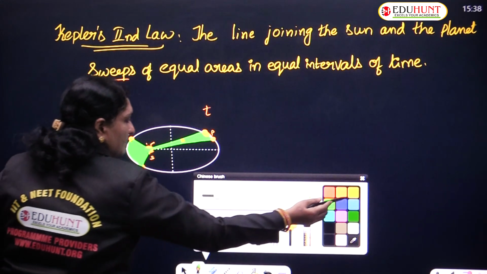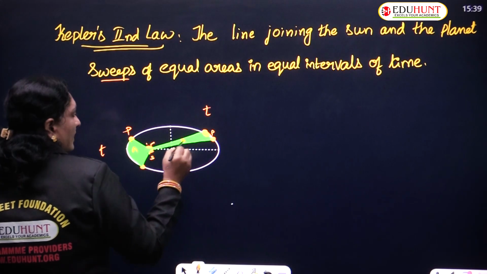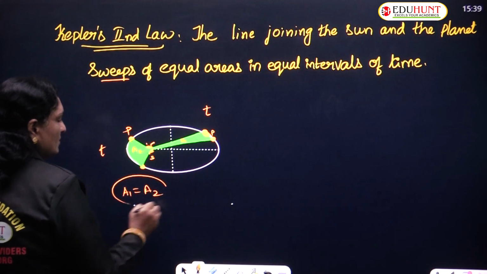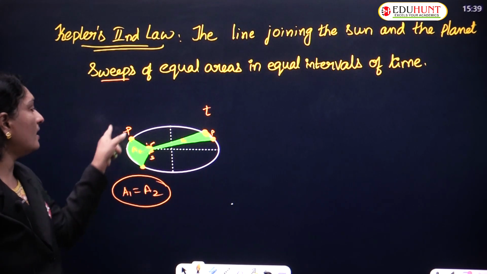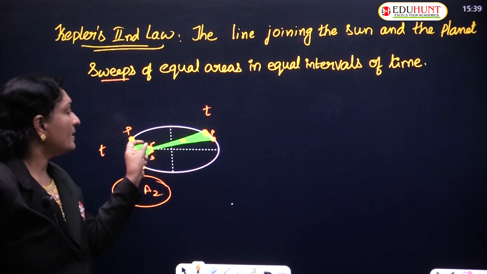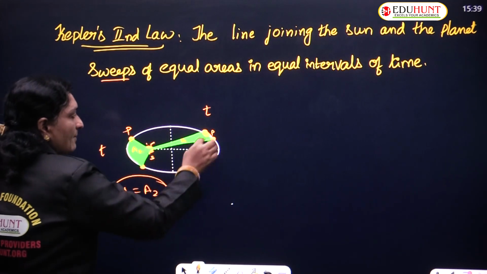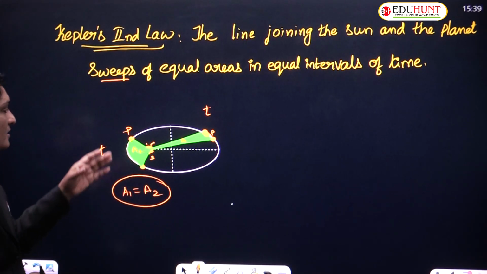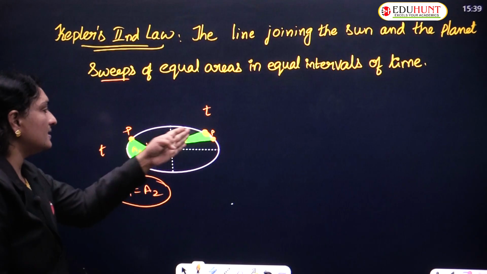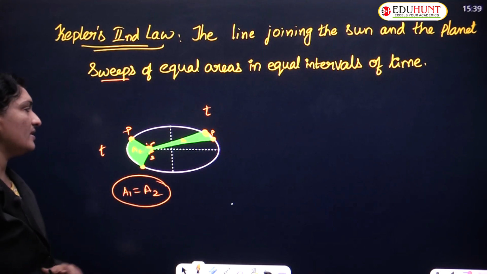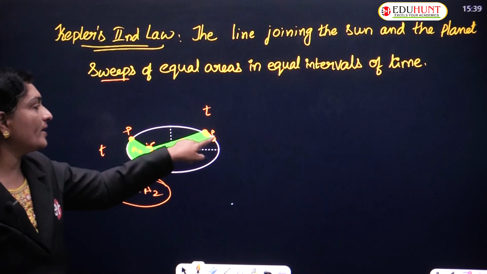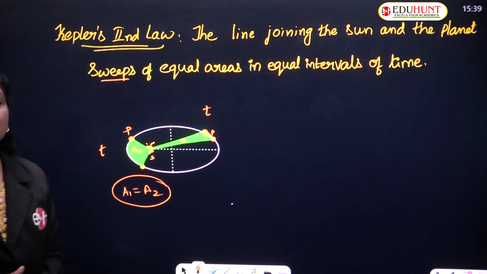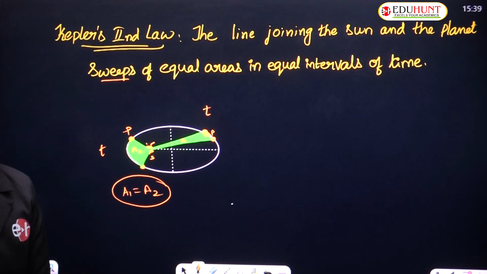If you name these areas A1 and A2, he says that area 1 must be equal to area 2. Here also the planet is moving, here also the planet is moving. So if it covers this A1 amount of area in time t, then it may cover A2 amount of area in the same time. So he says that these areas are equal. That means A1 equals A2. So the line joining the sun and the planet sweeps out equal areas in equal intervals of time. So this is your Kepler's second law.